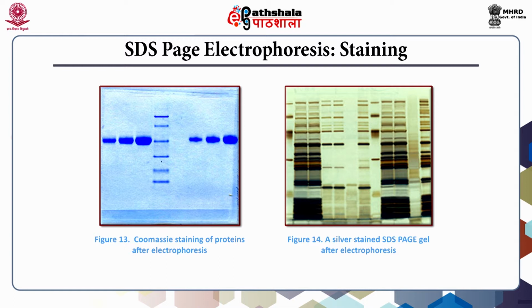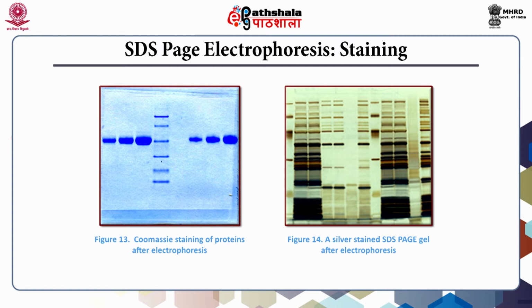Figure 13 shows a Coomassie stained SDS gel after electrophoresis. Coming to silver staining, another method for staining the electrophoresis gel is the silver staining method. Silver staining is used when the protein sample loaded into the gel has a low concentration and a higher sensitivity is required. This method of staining, however, uses simple and cheap reagents and equipment.